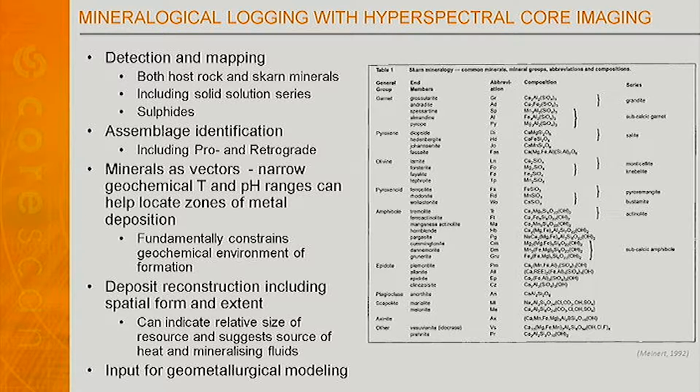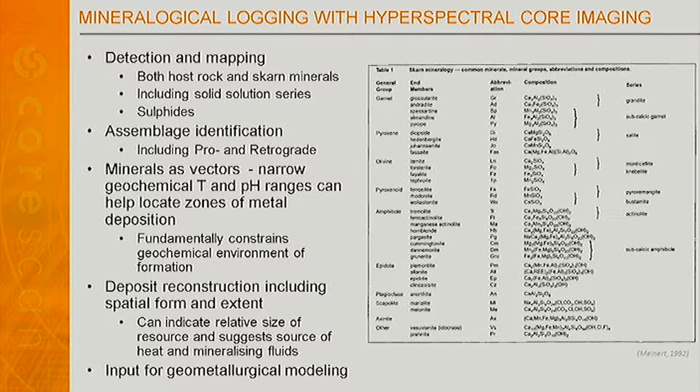Of course, we can do some sulfide detection, which I'll talk about in the middle of the talk. We can then do assemblage identification. That was the title of the talk, prograde versus retrograde. So we can figure out where we are in the skarn. We can also use minerals as vectors themselves. I will show you a couple of examples, though as geologists we sort of shy away from this, but there are a couple of minerals in a few of the skarns I'm going to show you where one or maybe two minerals are very nice gold or copper or zinc vectors.